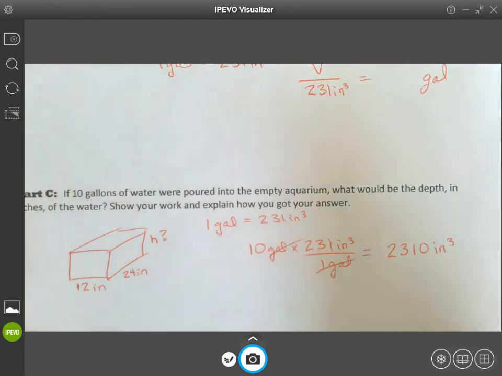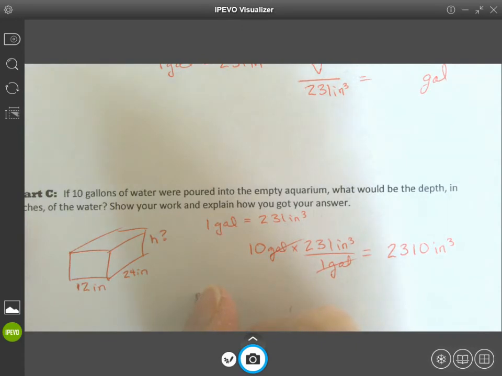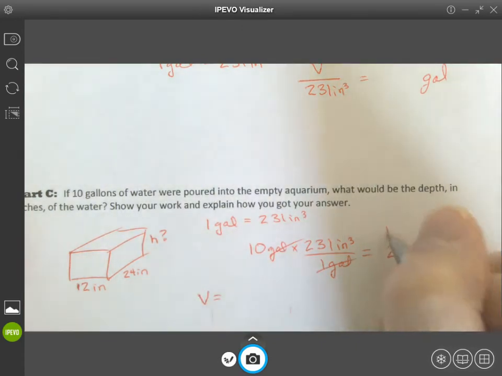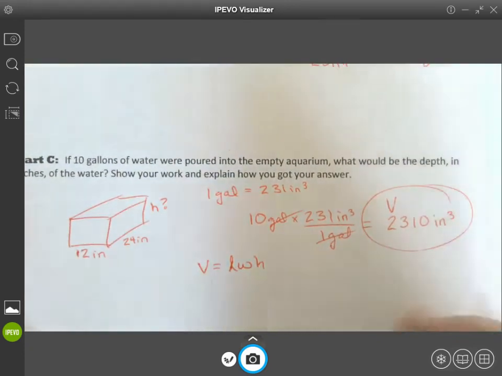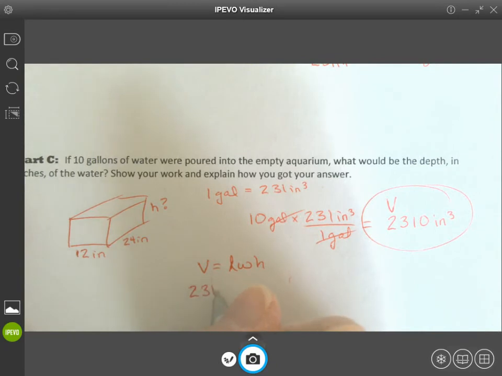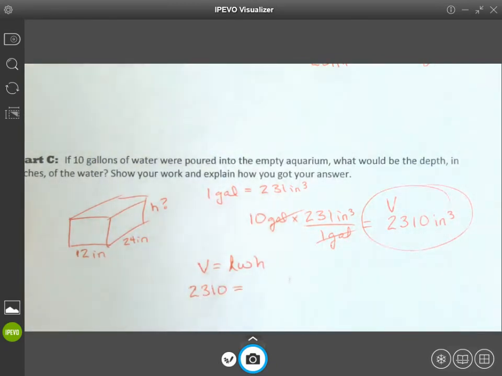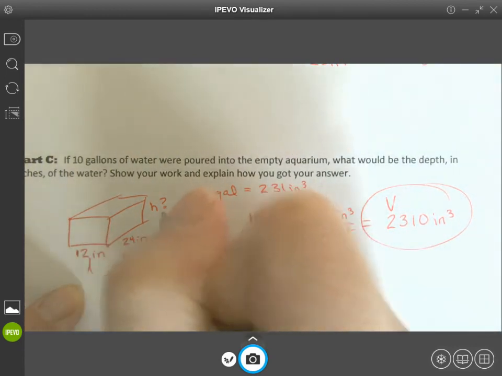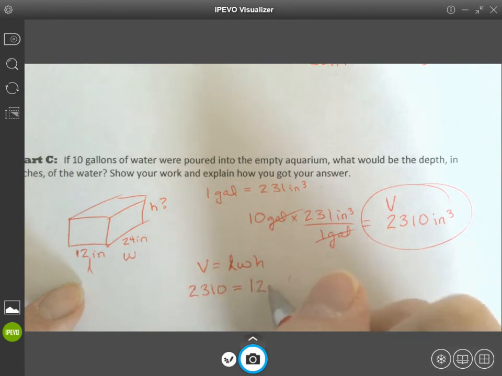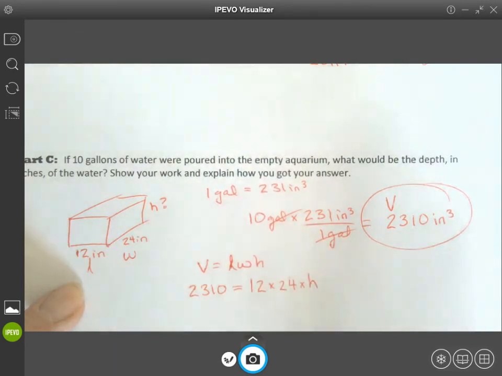This is my volume, guys. So you're going to have the volume. That's the volume. So you're going to have the volume equals length times width times height. So that's exactly how you would do it. 2310 is the volume with 10 gallons, not the volume of the tank. It's the volume with 10 gallons in it. And that equals your length times your width times your unknown height. So 12 times 24 times h. Wouldn't you take 12 times 24 and then get rid of it by dividing it?